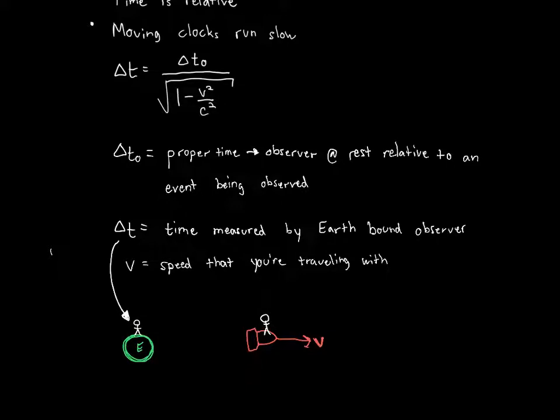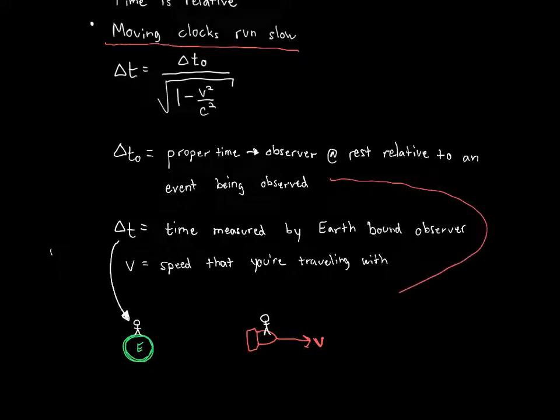If they look at their clock, they're going to measure a different time on their clock as a result of them moving. Remember, moving clocks run slow. So the proper time is the observer that's at rest relative to the event being observed. So the clock on the ship is the event that we're observing, and this person on the ship is going to measure the proper time, the time relative to the reference frame that's actually moving. Okay? This seems a little bit weird.